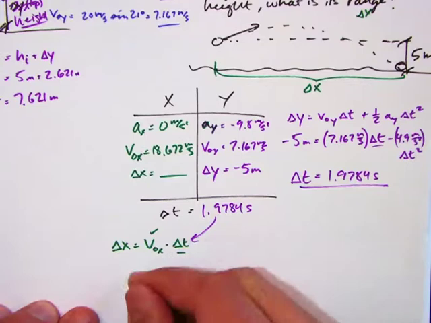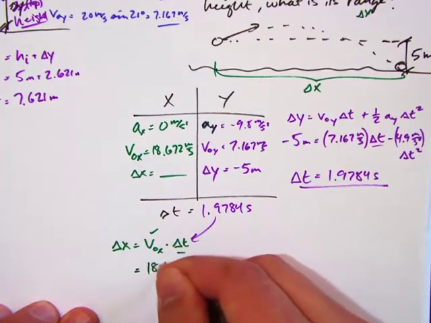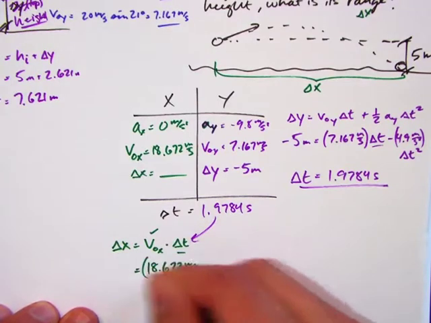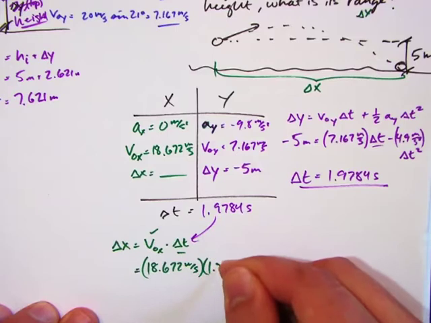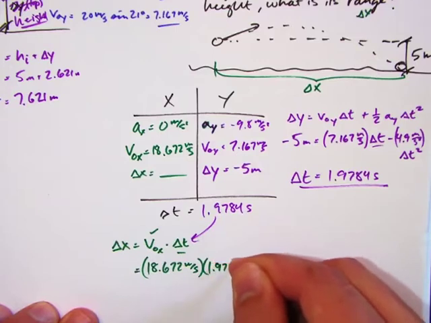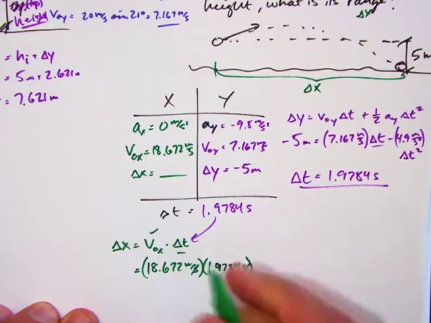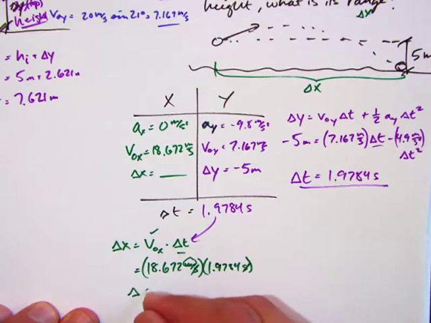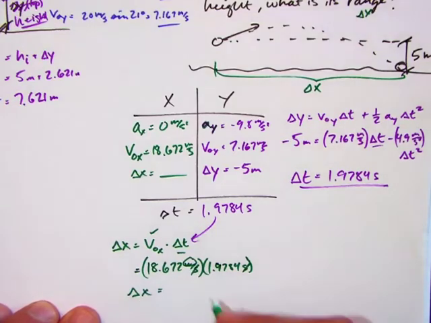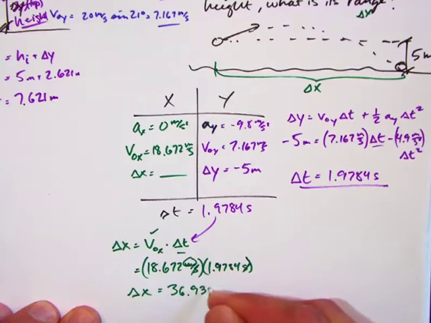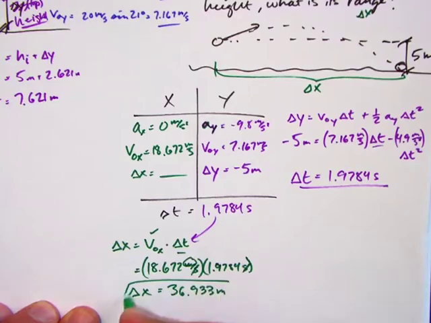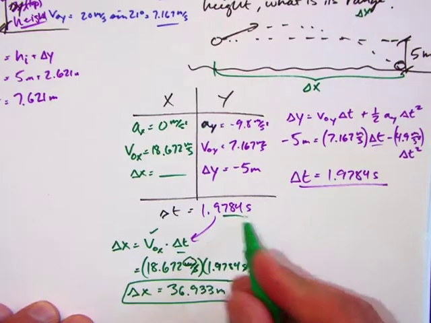All right, v naught x, 18.672 meters per second, delta t, 1.9784 seconds. Seconds will cancel. I'm left with meters. That's a good thing. And then delta x equals 36.933 meters. Now, one thing to consider with these problems, notice I didn't round off my time.